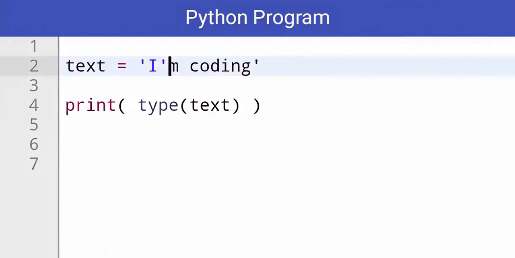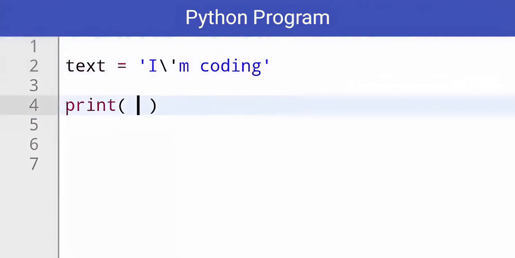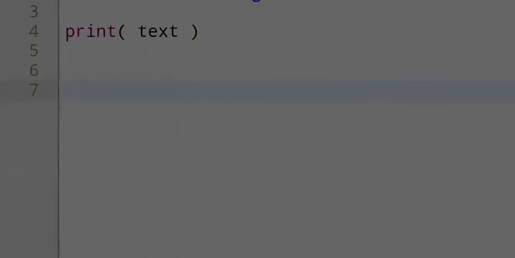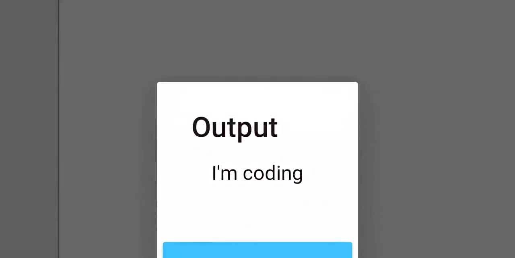And one way we can get around this problem is to use what we call an escape character. And that basically means we're going to put a backslash right before the apostrophe. So let's print this out. And as you can see, it prints out perfectly fine.